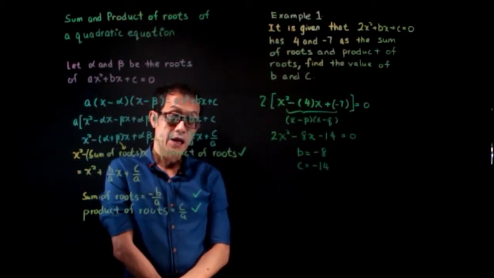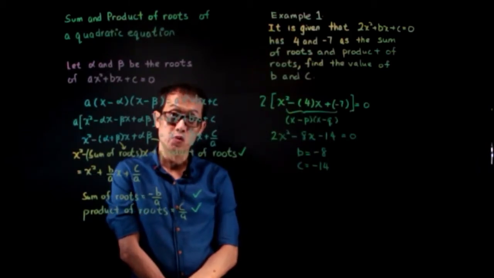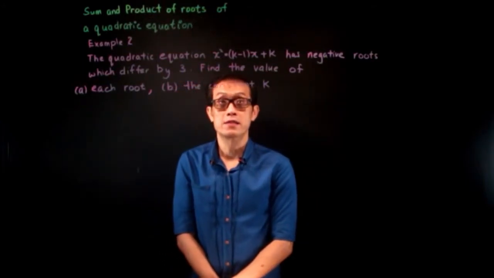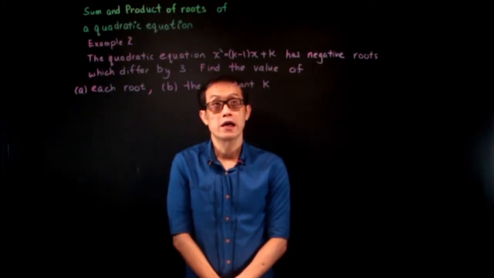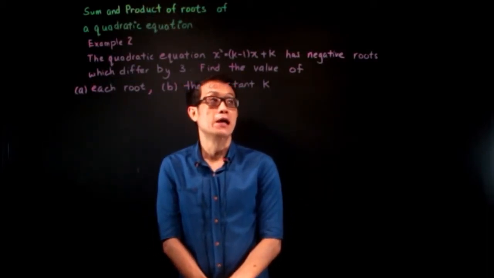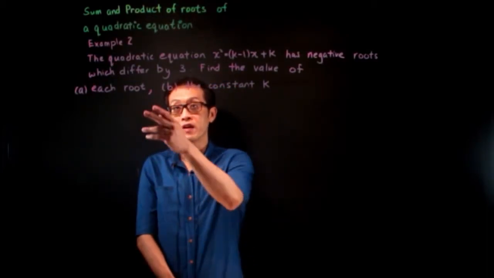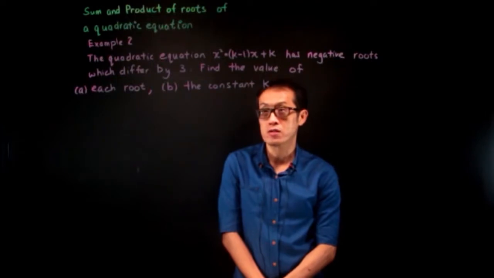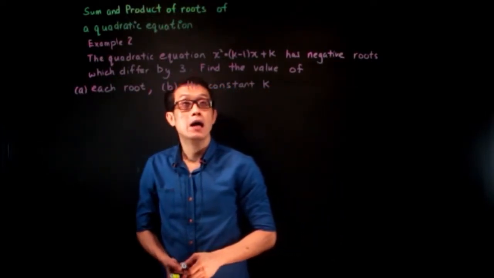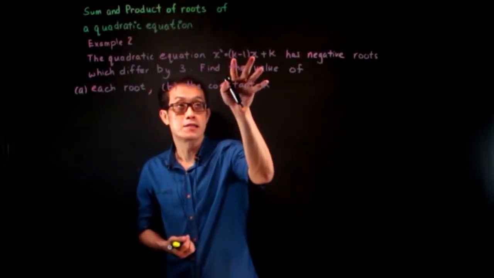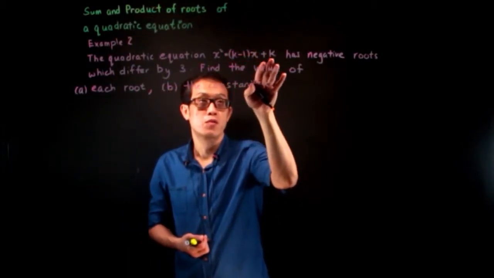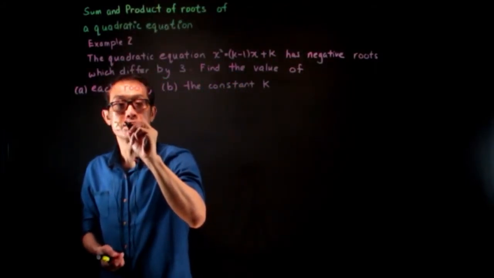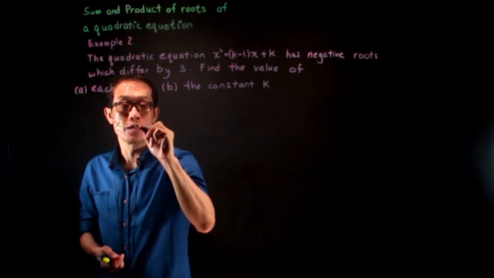Okay, now let's move on to example 2. The quadratic equation x squared equals (k minus 1) times x plus k has negative roots which differ by 3. Find the values of each root and the constant k. Now, let's move everything on the right to the left, so we express it in the form that is familiar to us.